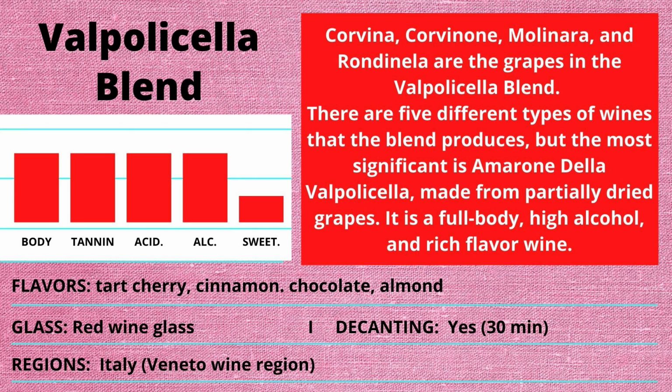in North Italy, and they're using Corvina, Corvinone, Molinara, and Rondinella. All right. So the interesting thing about this blend is that they are producing some amazing light, fruity wines, Valpolicella Classico, and then they're producing some of the heaviest wines, full of body, tannin and alcohol, when they're making the Amarone della Valpolicella. The difference is the winemaking process.